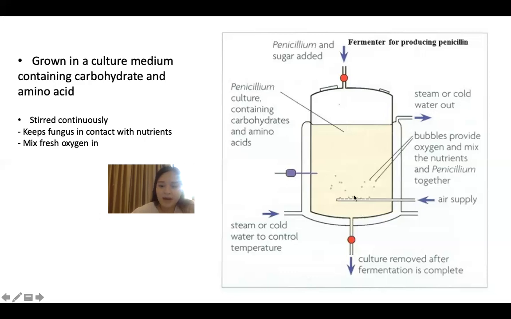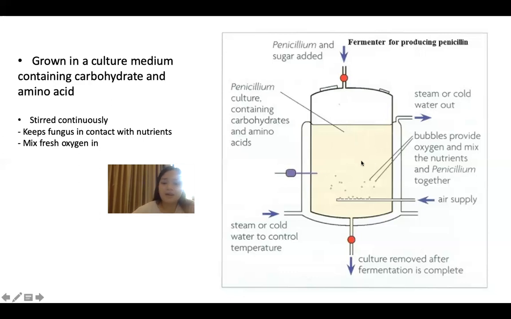And here we have the air supply, where there is a continuous supply of oxygen for the fungus, the penicillin. There's actually a stirrer inside. I don't know why this picture from your textbook doesn't show it, but in the exam paper, it will show you a stirrer, like a big spoon. We stir it continuously so that the nutrients and the oxygen are distributed evenly, so all the penicillium has an excess of nutrients and oxygen. They don't fight for it.